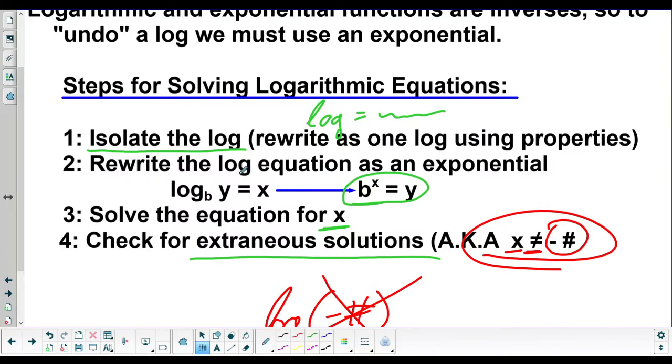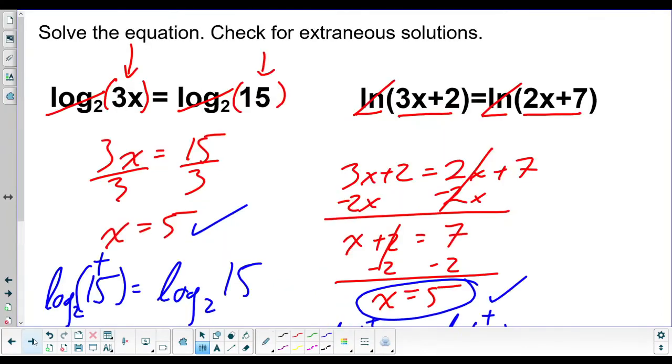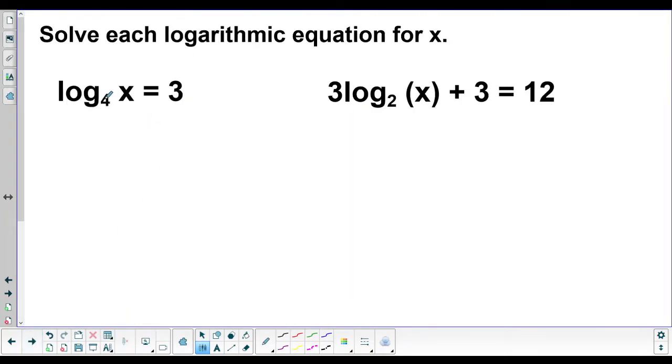Then we're going to rewrite the log as an exponential equation. So let's try that. All right. So when I rewrite a logarithm, the base stays the base. The exponent here is what the log is equal to. This is the exponent over here, equals the argument of the log. And then x is just 4 to the third power, whatever that is. So 4 times 4 is 16, times another 4 would be 64. So x is 64, and that's our answer.